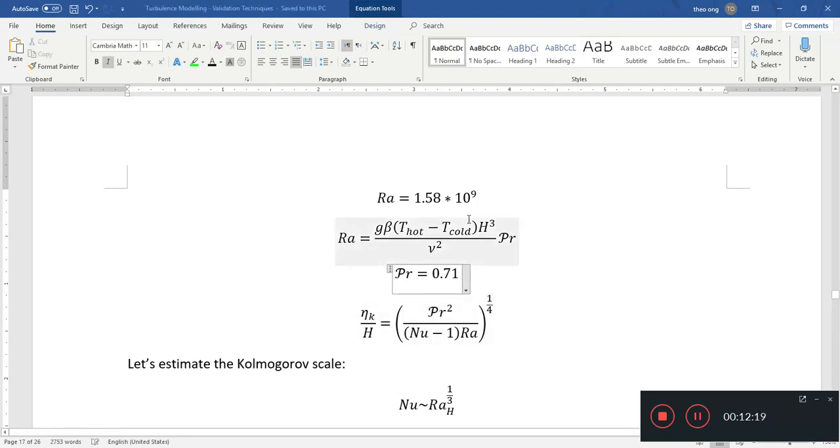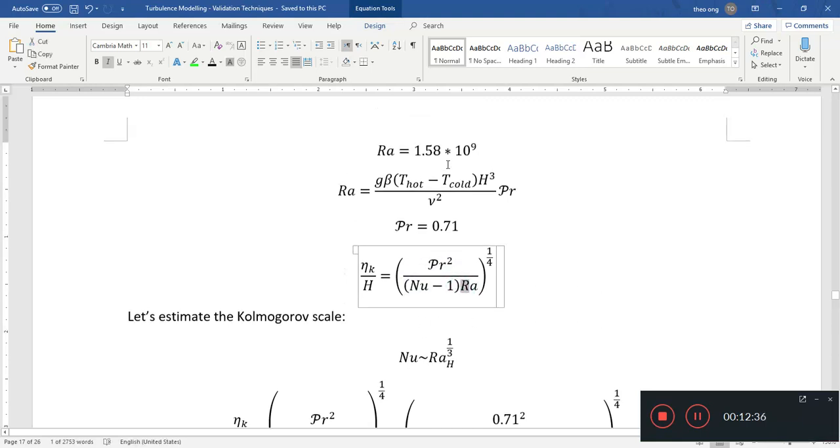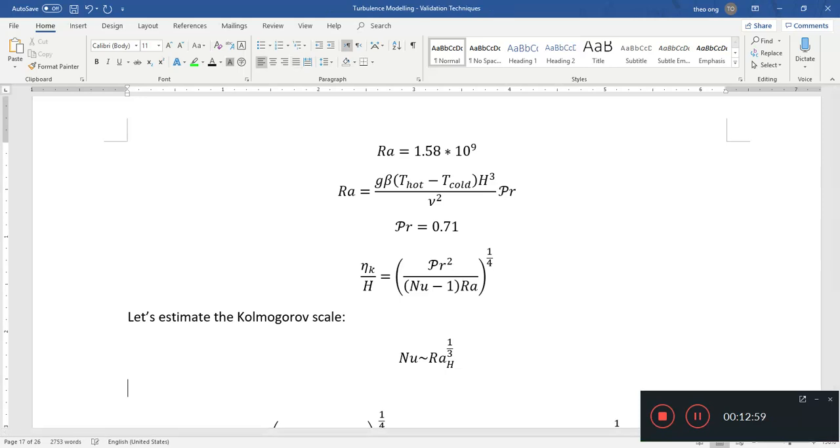Prandtl number is 0.71, and from these you can see your Kolmogorov scales. They are basically Prandtl number squared over the Nusselt number minus 1 times the Rayleigh number, all to the power of 1 over 4. So the Rayleigh number is very important. We just have it here, so you can just plug and play. Prandtl number we can also plug in, so we can see that estimating Kolmogorov scales is pretty straightforward. And now you want to estimate the Kolmogorov scale. We can actually use this scaling relation: Nusselt number scales with the Rayleigh number to the 1 over 3rd power.